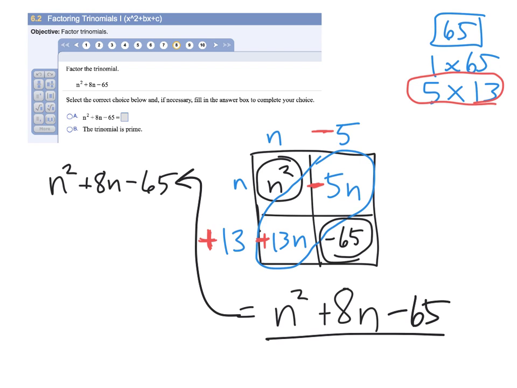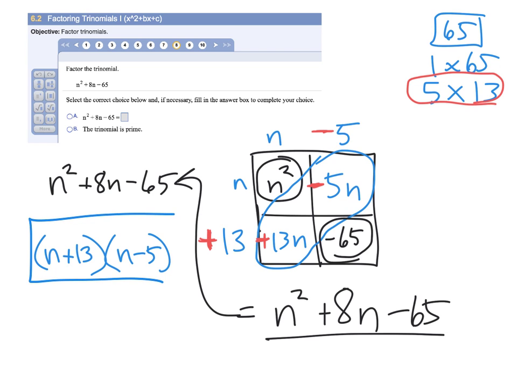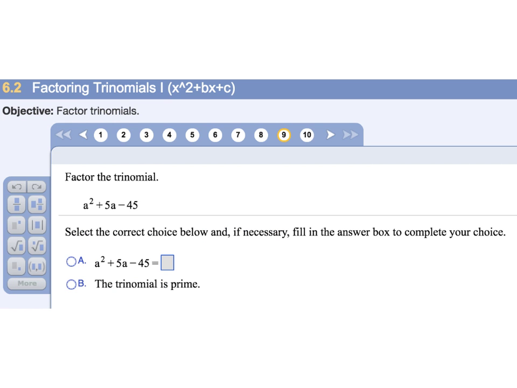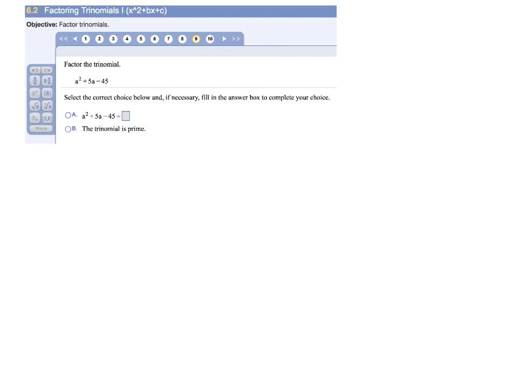So this equals exactly what we wanted it to. So what is our factored form? It's n plus 13 times n minus 5. So if I were to multiply these two together, I would end up with n squared plus 8n minus 65. All right, and we're going to keep doing this, and we're going to continue using that box.